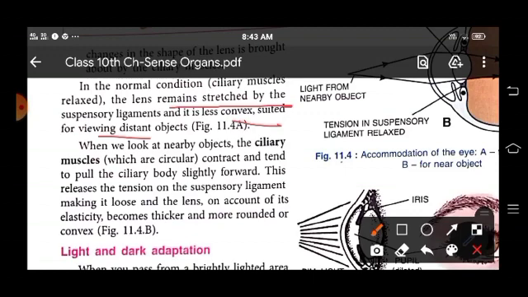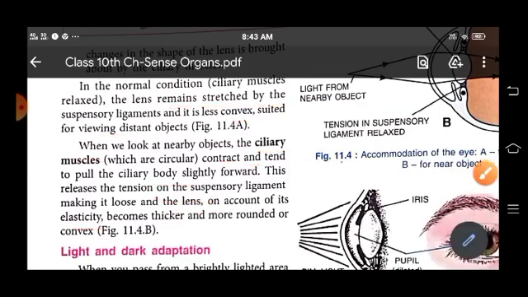But when we look at an object from a nearby distance, the ciliary muscles contract and they tend to pull the ciliary body slightly forward. This releases the tension on the suspensory ligament, making it loose, and the lens, on account of its elasticity, becomes thicker and more rounded, or convex.